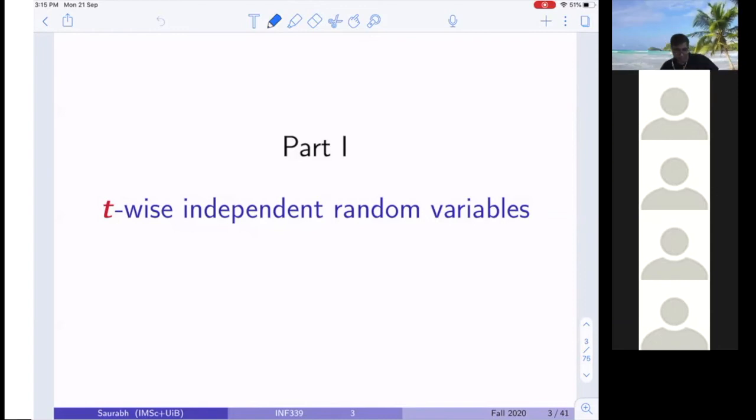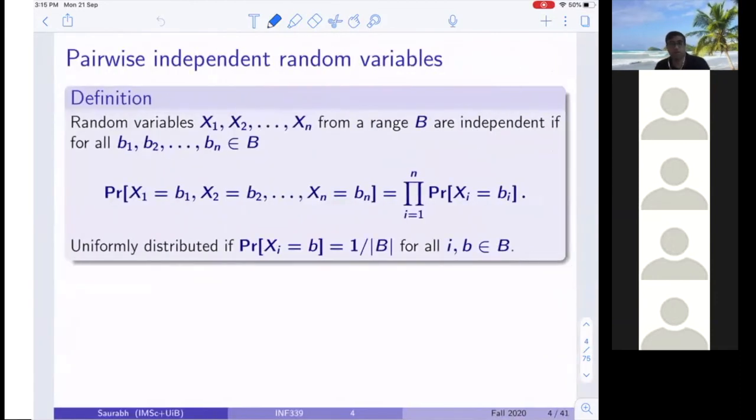Okay, so let's try to understand what is called a t-wise independent random variable. We all know random variables x1 to xn. First let me define independent random variables, which we saw already before. You have n random variables and they are going to take values from a set B, and they are all discrete. So B consists of some b1, b2, up to bn.